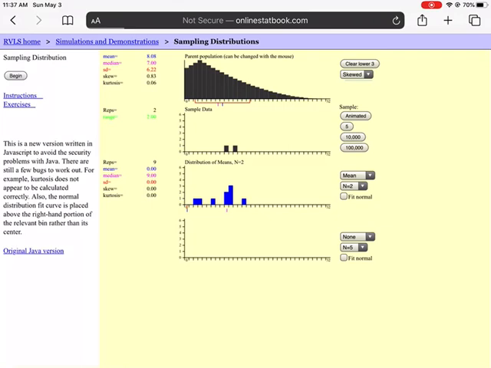Okay, so we're going to press the one that says clear lower 3. There we go. And we're going to click 10,000 SRS. SRS means simple random samples. So 10,000 SRS. We're going to keep n equals 2 and n equals 5. Wow. What just happened? These are 10,000 samples of size 2, and this is the means of all of those. And look what happened. We now have a normal curve, kind of. And our parent population is skewed.